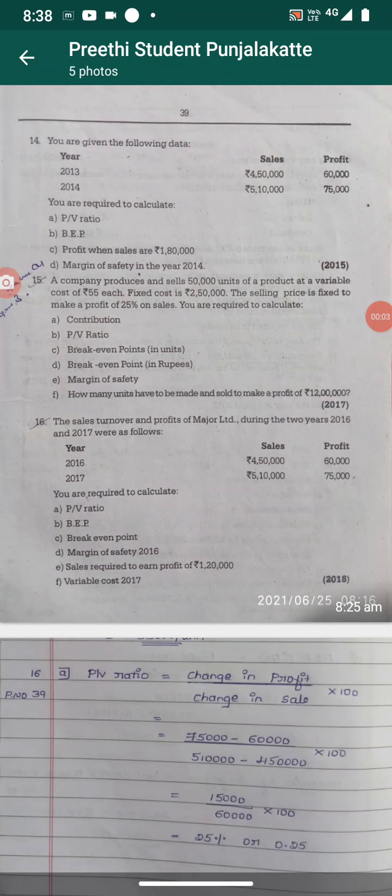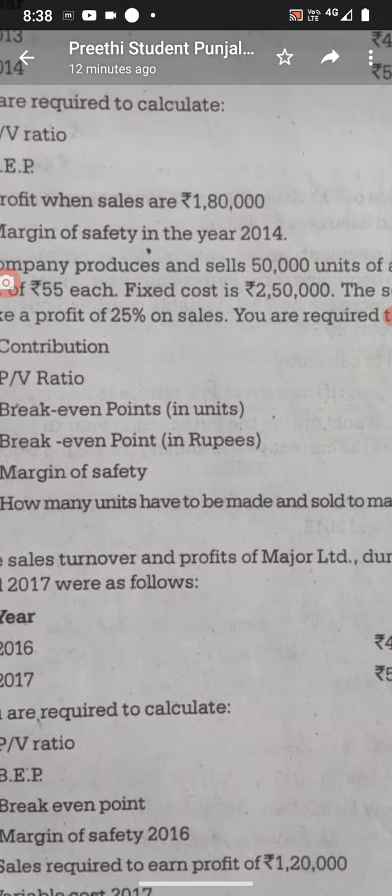Students, good morning. We will start with a new problem of break-even analysis, that is problem number 16. Let me read this for you.